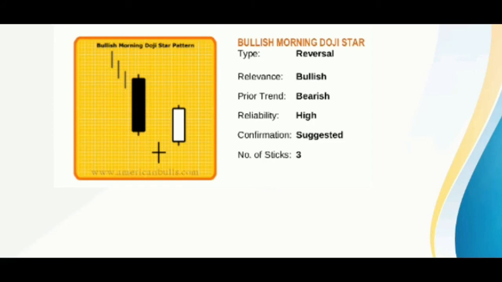There may be more than one doji, two, or even three. Doji gaps are not important. The reliability of this pattern is very high, but still a confirmation in the form of a white candlestick with a higher close or a gap up is suggested.